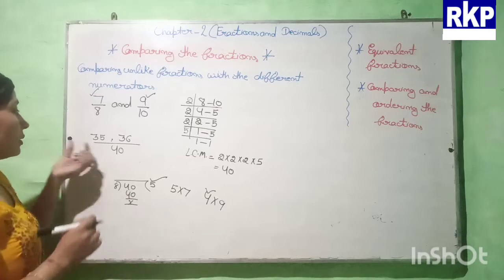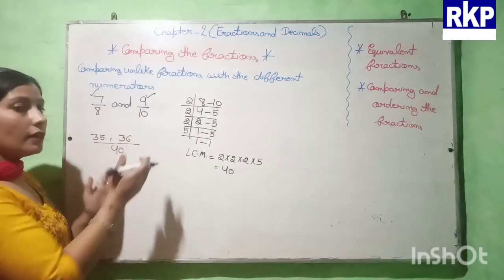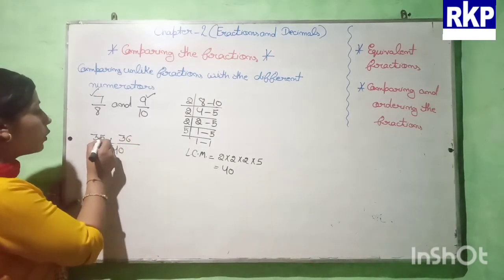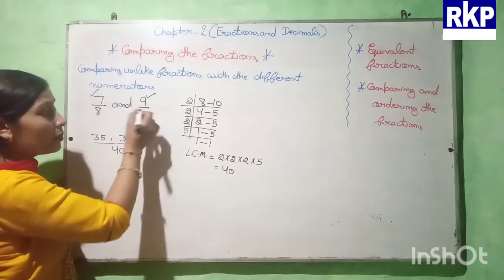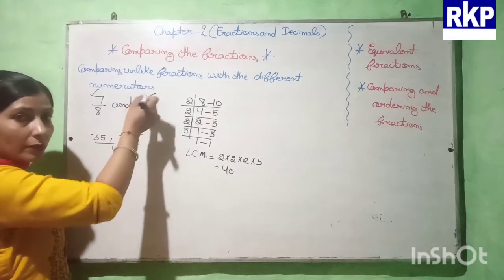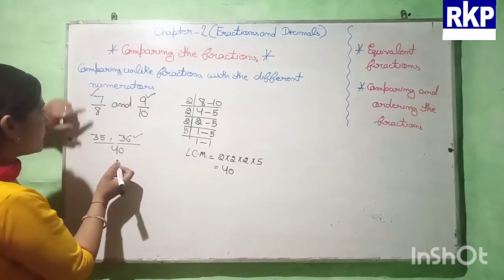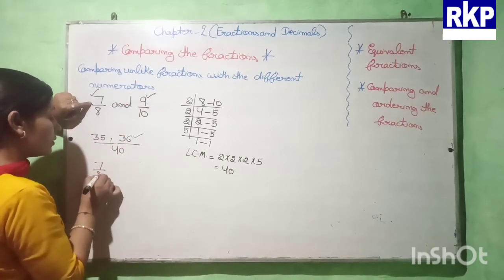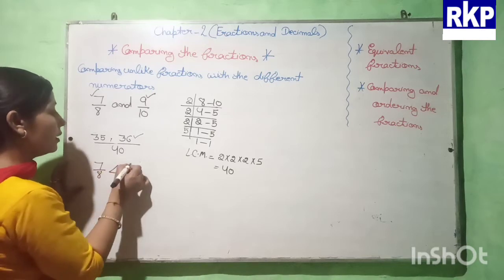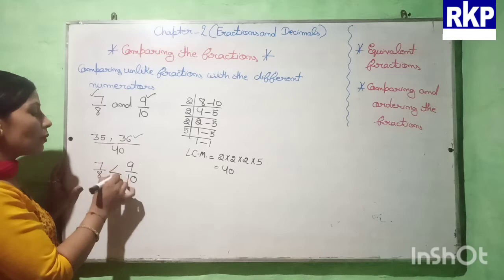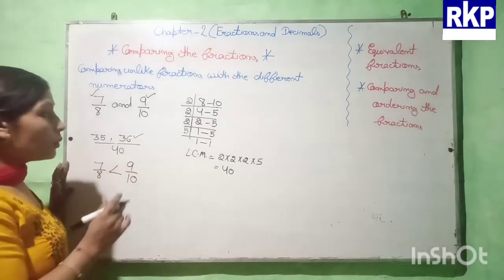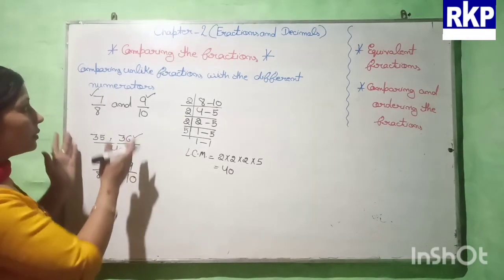So here 35 is smaller than 36, and 35 we have obtained from 7 by 8, and this 36 we have obtained from 9 by 10. So this fraction is smaller than this fraction, meaning 7 by 8 is smaller than 9 by 10. So like this we have to compare these fractions.